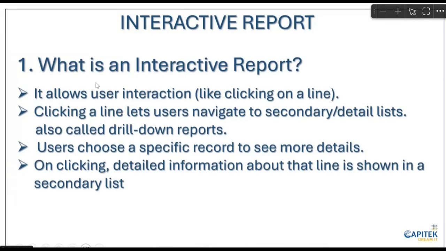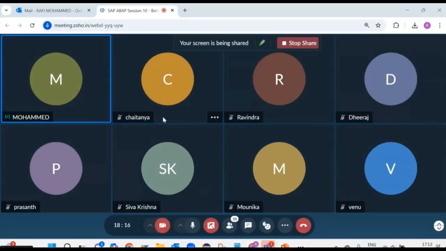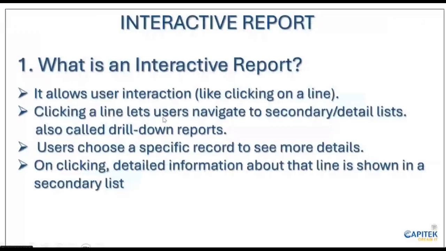The user is allowed to click on a line, or he is allowed to click on a column. So it can be a column, it can be a line. It takes to the next report. We call it the secondary report. What is the secondary report?